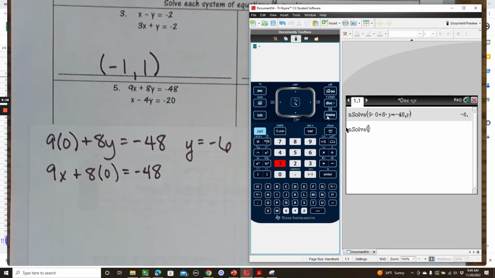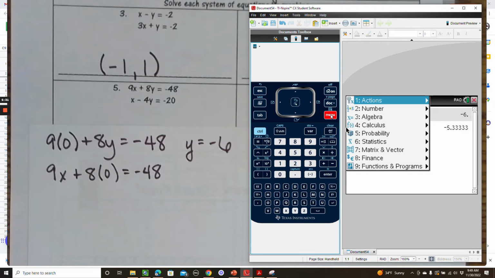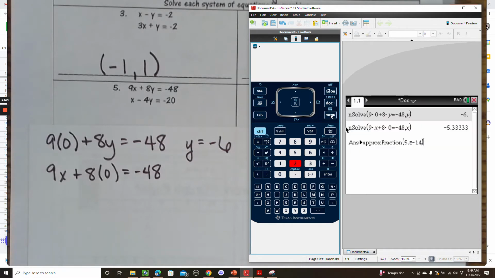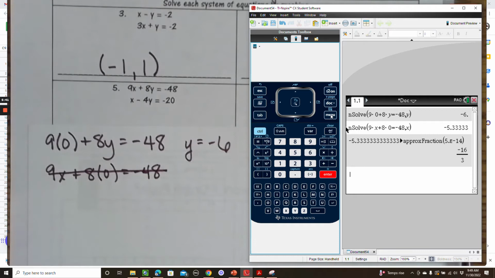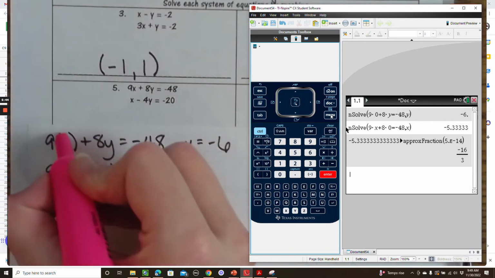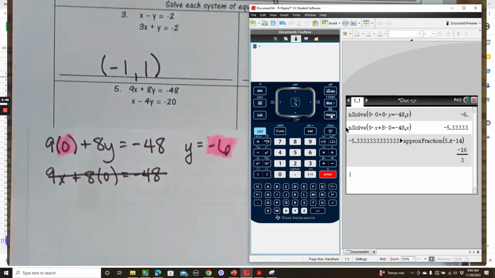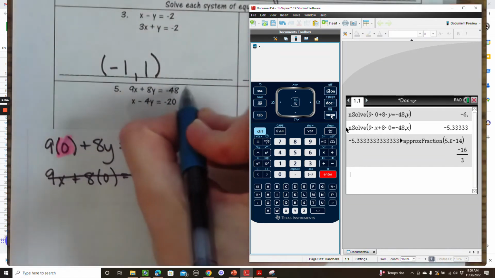Menu 3, 1, 9x plus 8 times 0 equals negative 48. This time it's comma x. That one comes out gross. We don't like fractions, so we're not going to mess with this one. So what we just did is we created an ordered pair. An ordered pair for that first equation is 0 comma negative 6. So we know that's a good point.